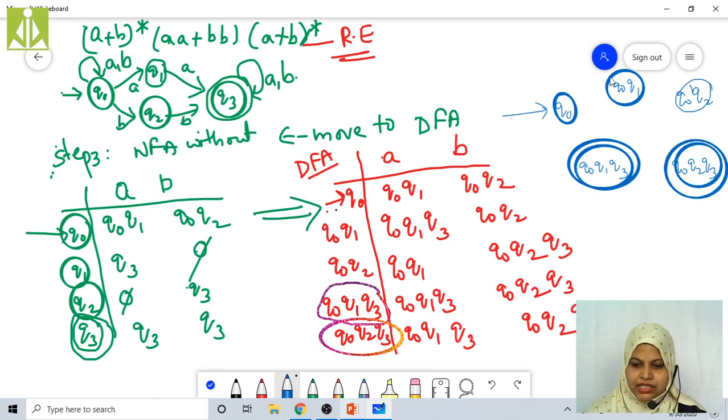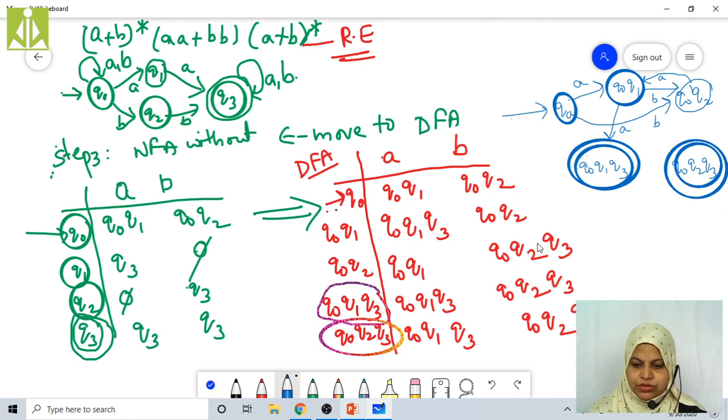Q0 on A goes to Q0, Q1. Q0 on B goes to Q0, Q2. Q0, Q1 on A goes to Q0, Q1, Q3. Next, Q0, Q1 on B goes to Q0, Q2. Q0, Q2 on A gives Q0, Q1.